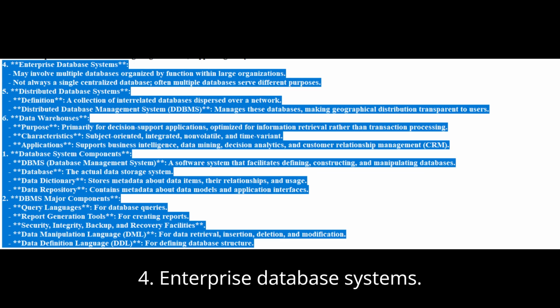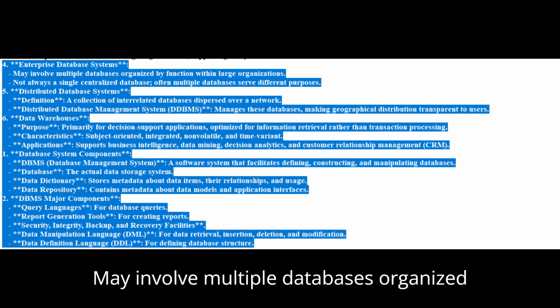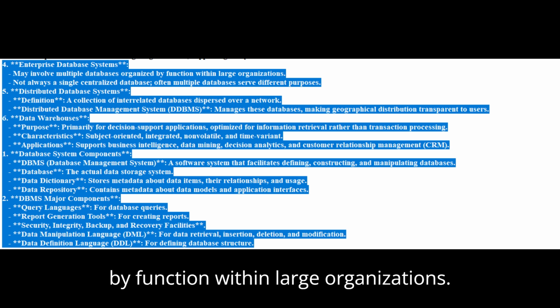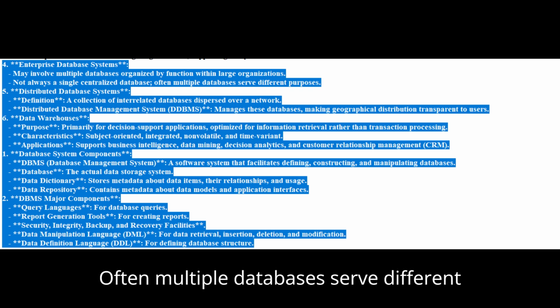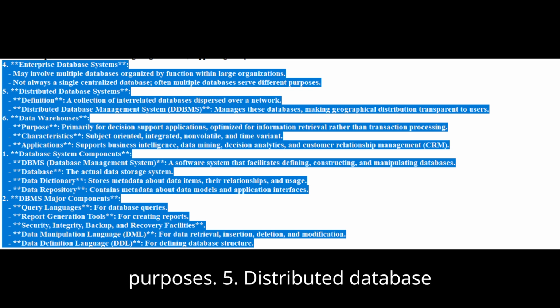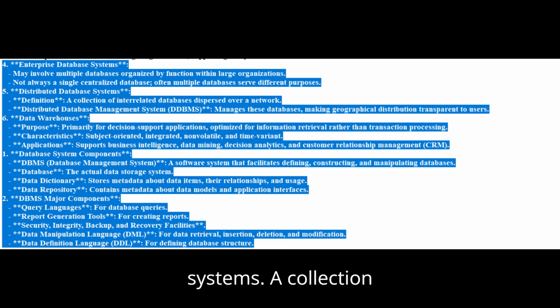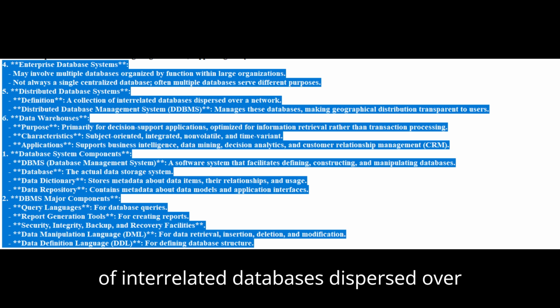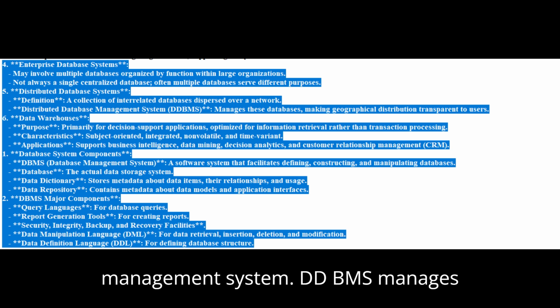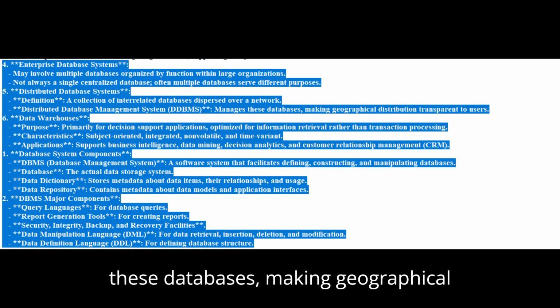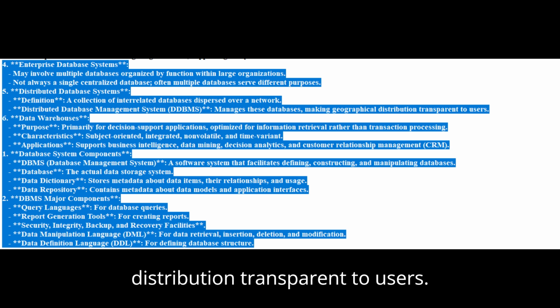4. Enterprise database systems. May involve multiple databases organized by function within large organizations. Not always a single centralized database; often multiple databases serve different purposes. 5. Distributed database systems. Definition: a collection of interrelated databases dispersed over a network. The Distributed Database Management System, DDBMS, manages these databases, making geographical distribution transparent to users.